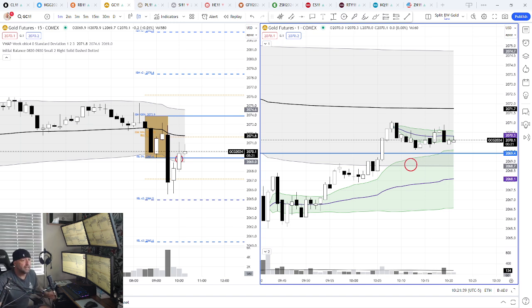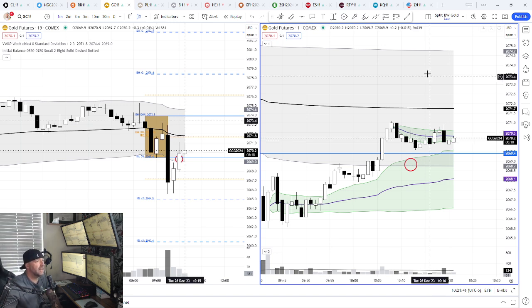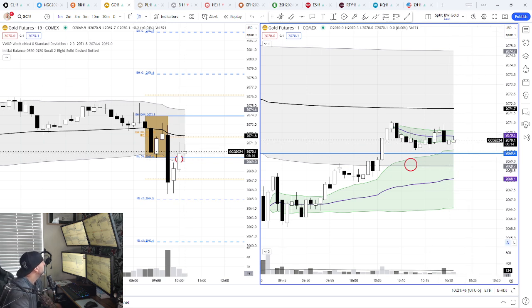You still in that long, Cash? Looks like it's consolidating in this value area. I got out of that a while ago. Okay.